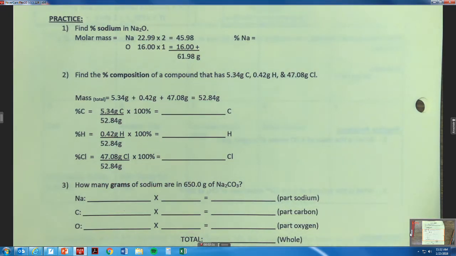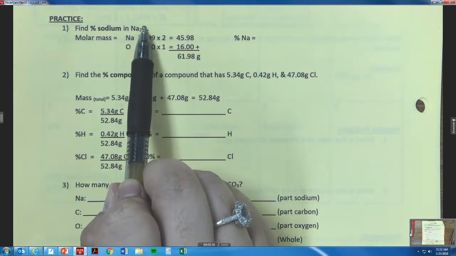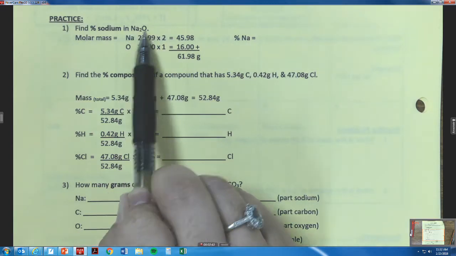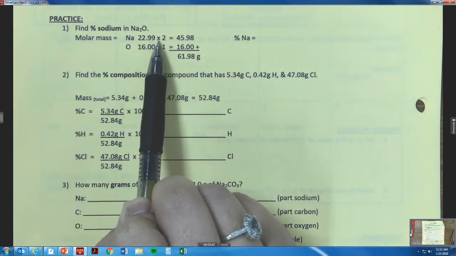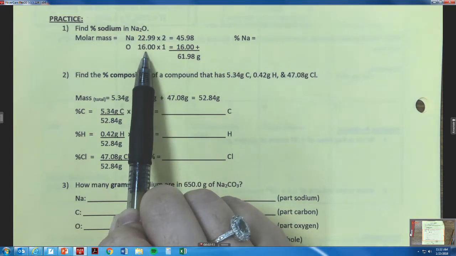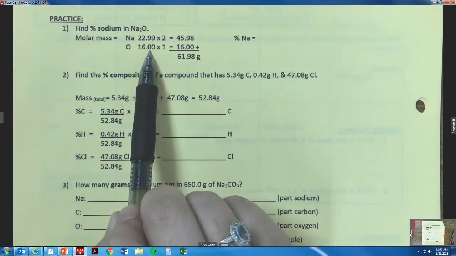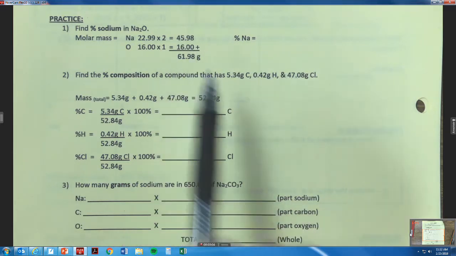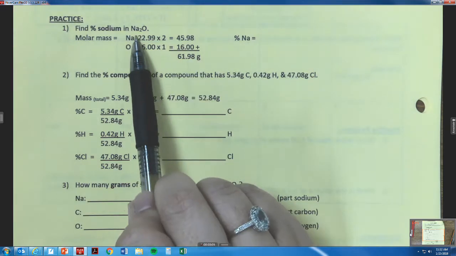sodium oxide. The very first step you have to do for percent composition is always determine how much your compound weighs. So sodium oxide, well, sodium on our periodic table is 22.99, and we have 2 sodiums. Oxygen is 15.99 on the periodic table, but I guess they decided to round that here. So when you add all that up, you end up with 61.98 grams. That's how much this compound weighs.